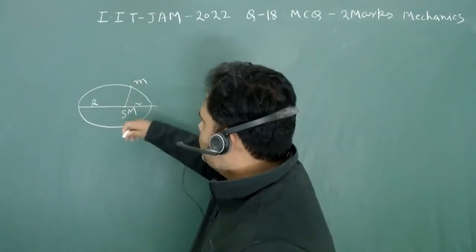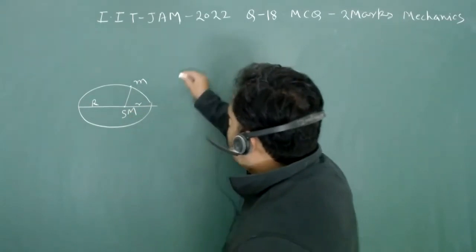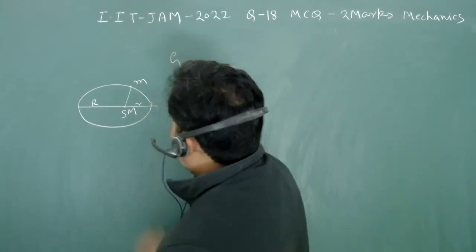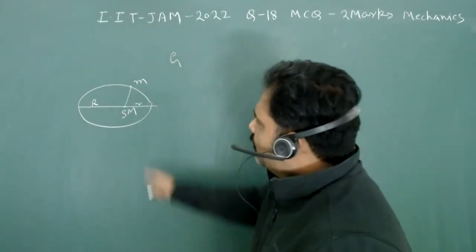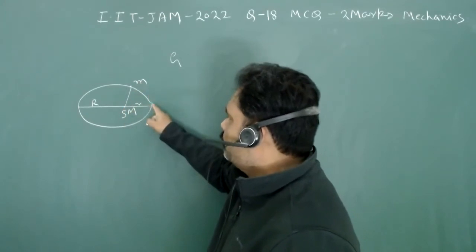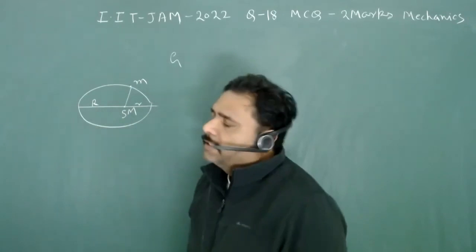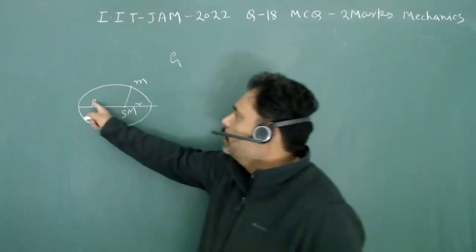The mass of the planet is small m, and the mass of the sun is given as capital M, and G is given as the gravitation constant. And it is given that the shortest distance from the sun to this planet is small r, and the greatest distance is capital R.